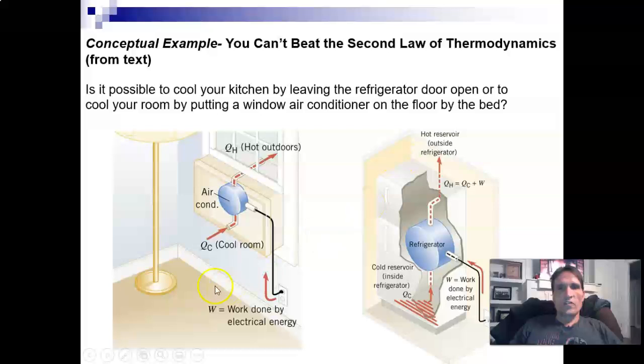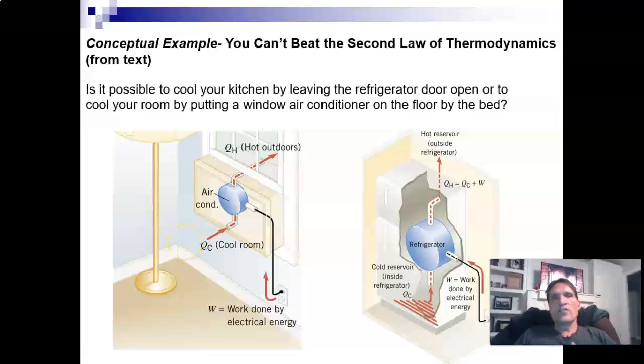And heat pumps behave the opposite. Here, with a heat pump, you're taking heat from the cold outdoors and bringing it into the warm room and depositing it. And so all three of these, a heat pump, a refrigerator, and an air conditioner, are used to cool an already cooler room by depositing heat into a warmer environment.